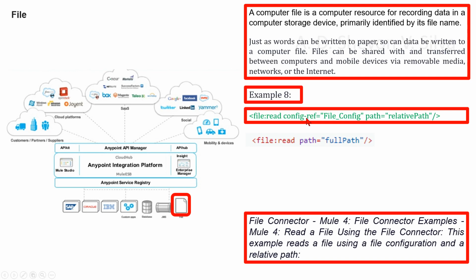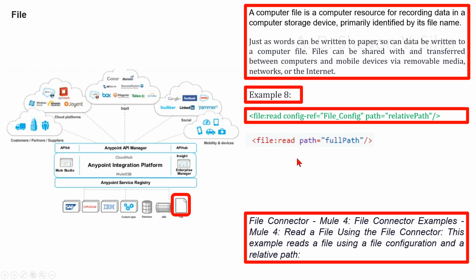In Anypoint Studio, you can set the path in the File Path field. In XML, use the path attribute in the file read element to specify the path. If no configuration is referenced, the working directory defaults to the value of the user.home system property. If the property is not set, the connector fails to initialize. The example reads a file using a file configuration and a relative path.